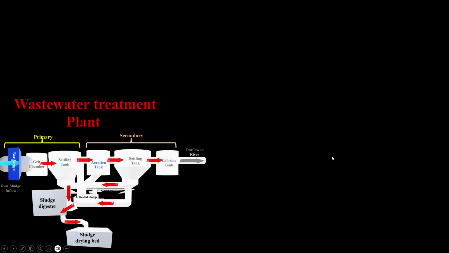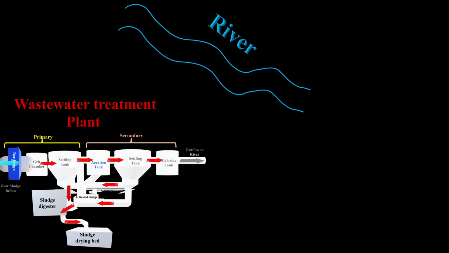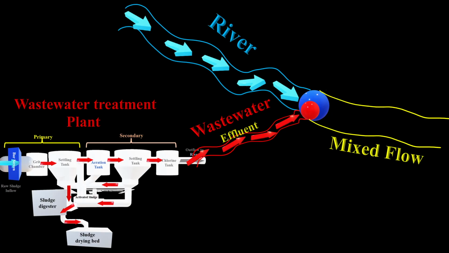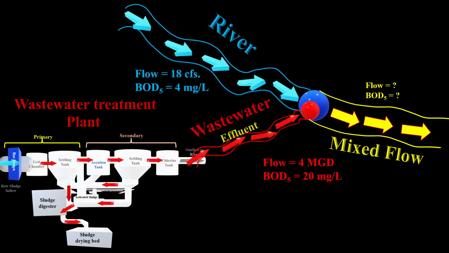Again, we have an upstream river and wastewater discharged into this river, and it intersects with the river. After that we have a mixed flow which includes the river flow and the effluent of our wastewater. The flow rate of the river is 18 CFS, the BOD5 of the river is 4 milligrams per liter, and the flow of wastewater is 4 MGD.